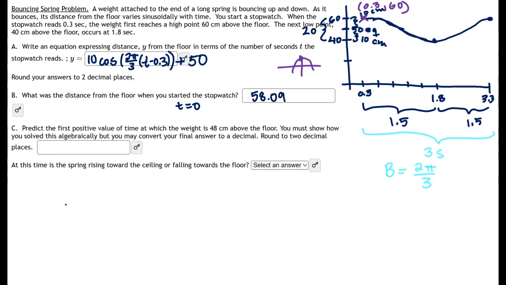So this last question, you do have to show your work algebraically, but then we can absolutely go back into Desmos to check our answers and make sure it looks reasonable. Part C is wondering when will be exactly 48 centimeters above the floor. So we've got our formula up at the top and we need to set it equal to 48.